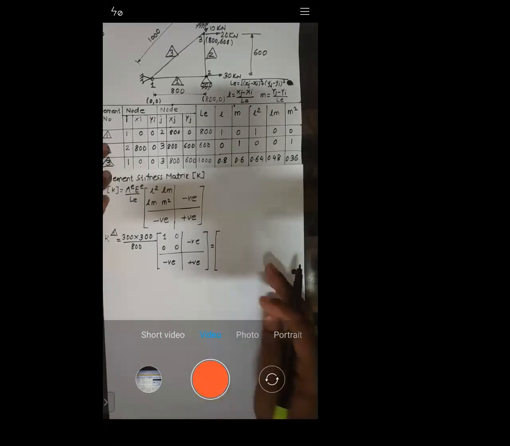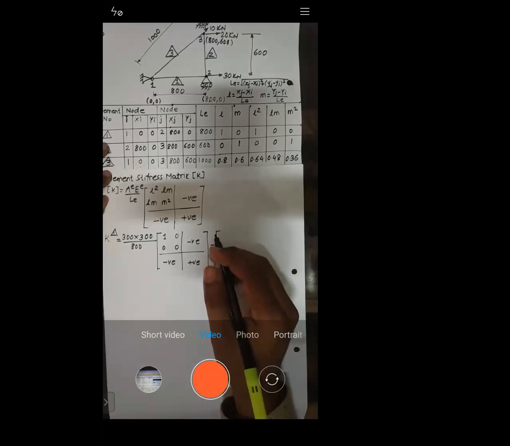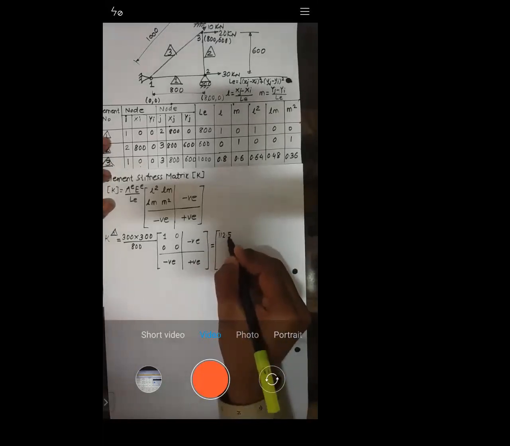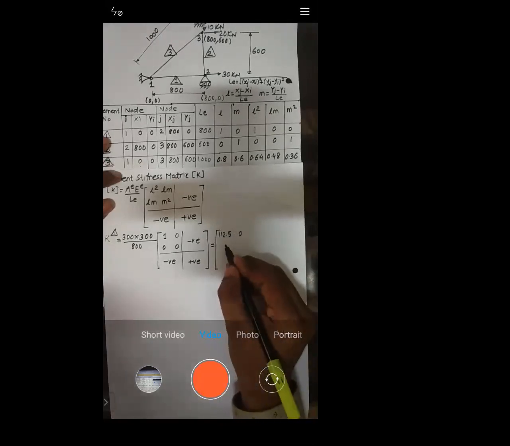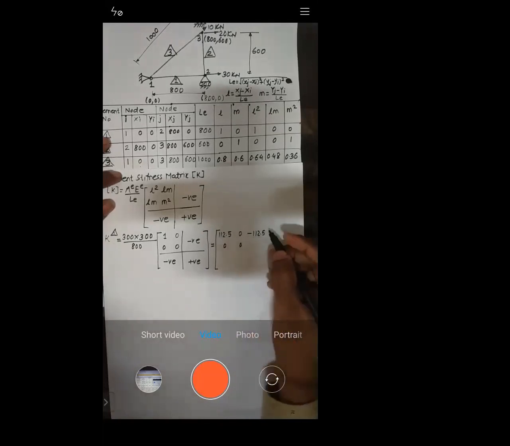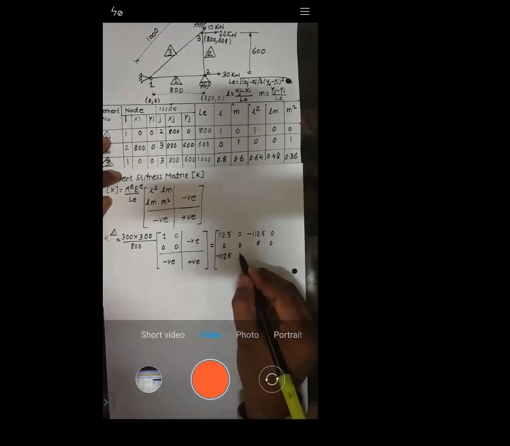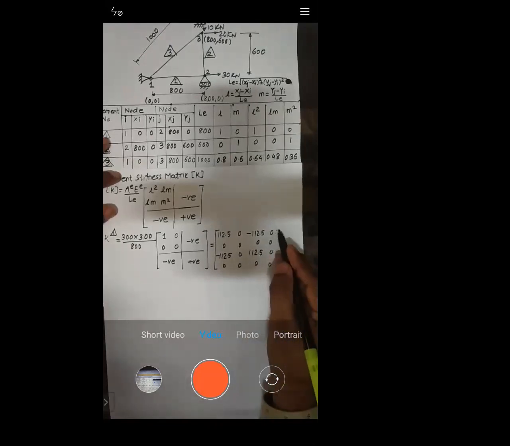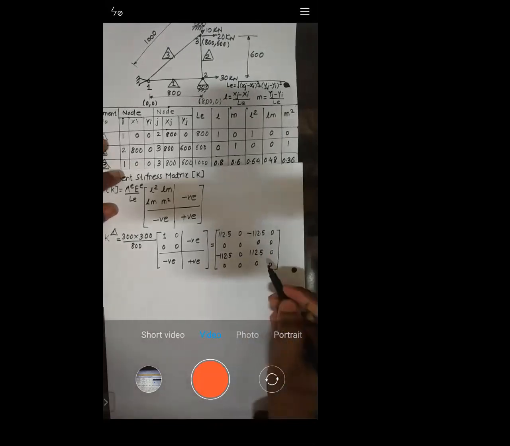112.5. Okay, 112.5, 1.5. Here it is 0. Here it is 0 again. Minus 112.5, 0, 0, 0. Minus 112.5, 0, 0, 0. Right? And 112.5, 0, 0. Is it okay?